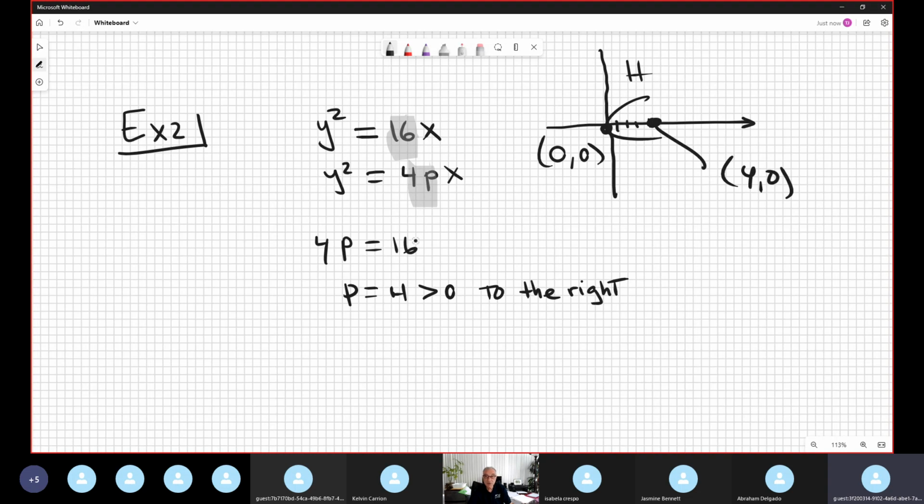The directrix is in the opposite direction. 1, 2, 3, 4. In this case, it's a vertical line. The equation is x equals -4. The axis of symmetry is here, coincident with the x-axis, y equals 0, the equation of a horizontal line.